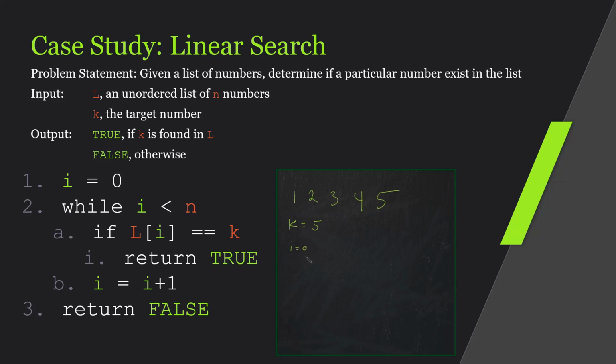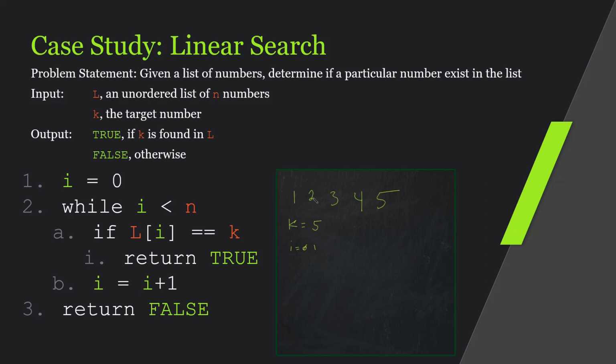Well, we know n is 5 because there's 5 elements in the list. So 0 is less than 5. That's true. So now we want to check if L at 0, or the first element in the list, is equal to k. It's not. So we're going to increment i to be 1.